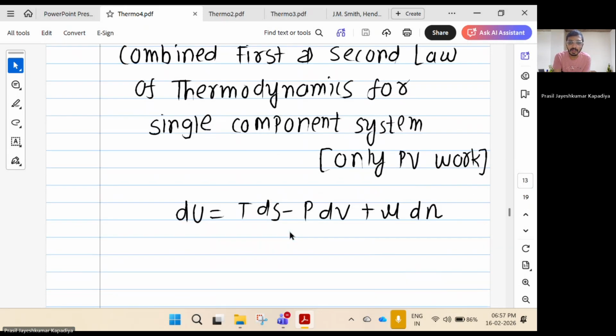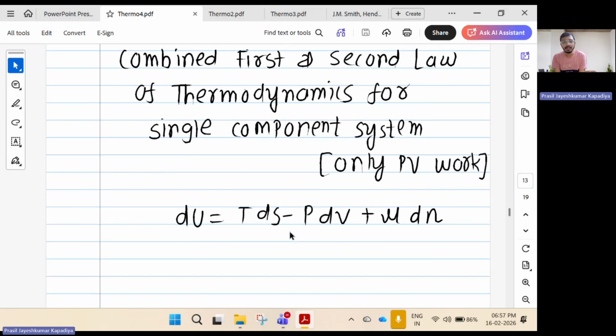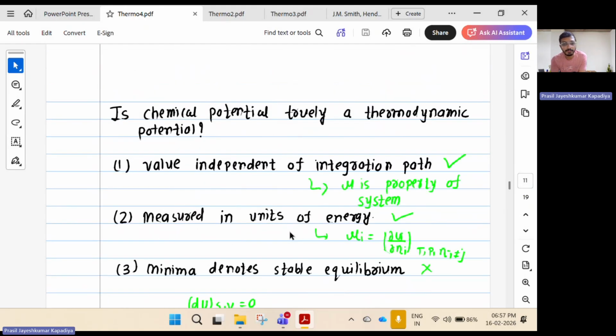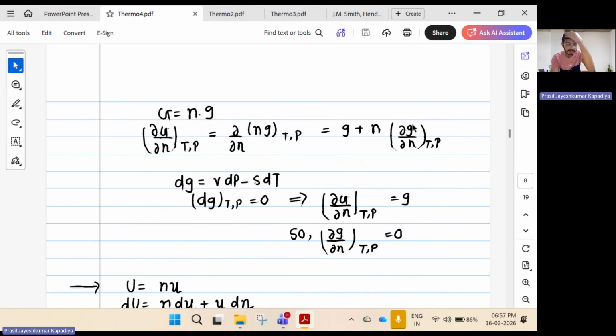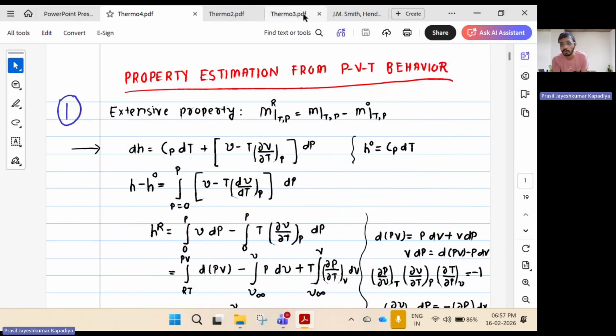This is a very simple thing, the combined first and second law of thermodynamics for a single component system. All these equations we looked at are only applicable when we are dealing with PV kind of work, and not any other kind of work present in our system. So this is all we looked at in today's lecture. Let's quickly revise it and then we go through some equations.